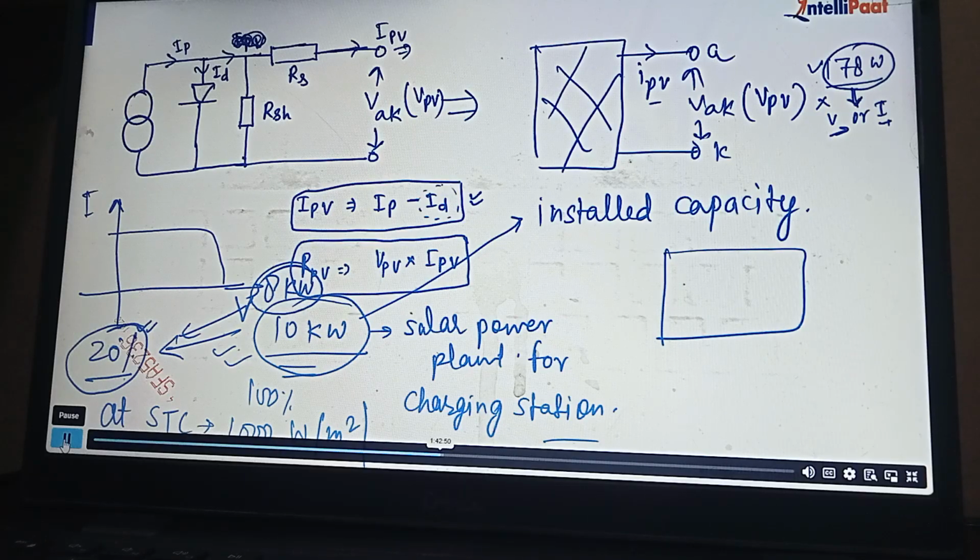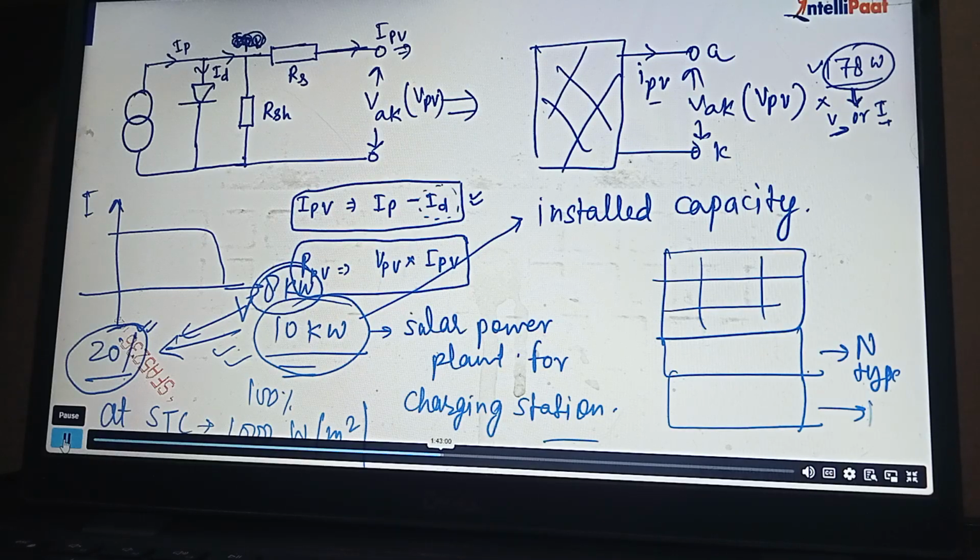So there is some plate in this way, and then we have another layer of N-type material, and then we have P-type material. So in the practical solar cell, what is happening? N-type is very thin, right? This layer is very thin, and it is heavily doped as compared to this P-type.